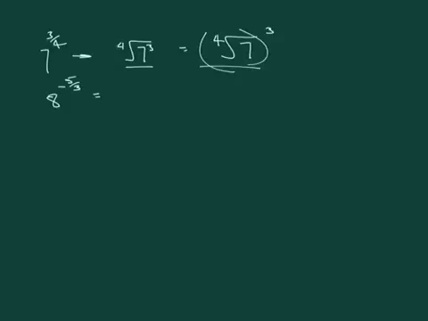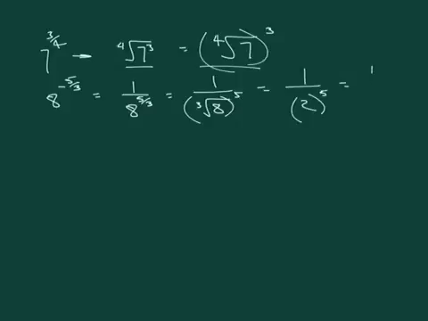8 to the -5/3. Remember that negative just means that the 8 and 5/3 are in the wrong place. So I'm going to put it down here and make it a positive. And that's going to equal 1 over the cubed root of 8 to the 5th power. The cubed root of 8 is 2, to the 5th power. 2 to the 5th power then is going to give me 32, so 1 over 32.